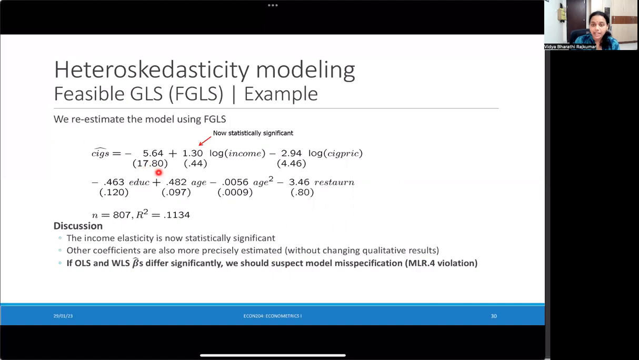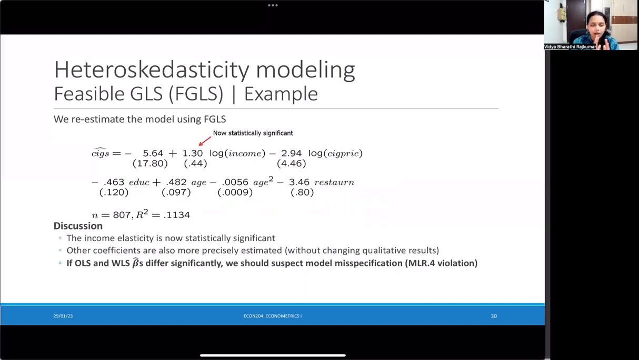And by definition, FGLS is more efficient. So that will have smaller variances and smaller standard errors, and you can see that in this example. It just means that all the other coefficients are more precisely estimated, without changing the general conclusion of the model. So it just has lower standard errors. This is just an example showing how it is done in practice.